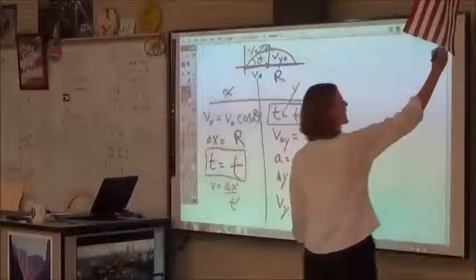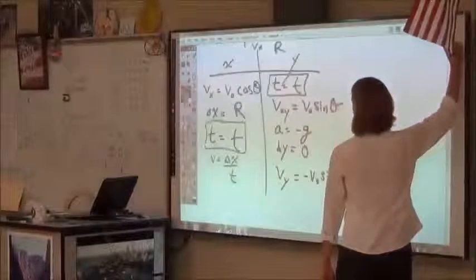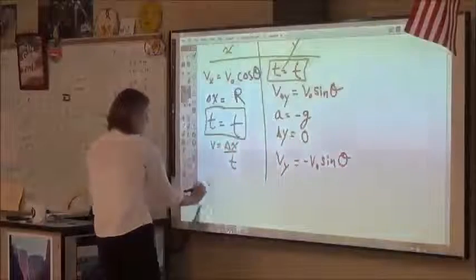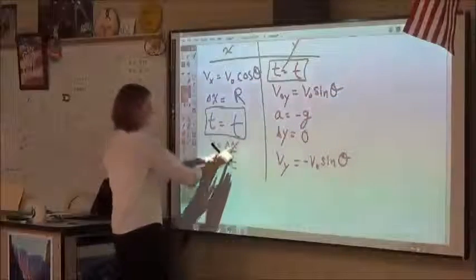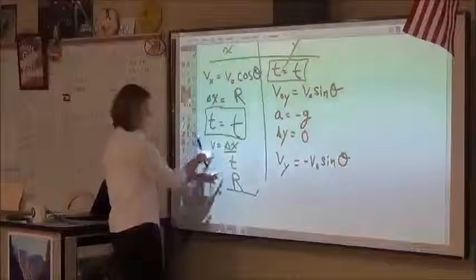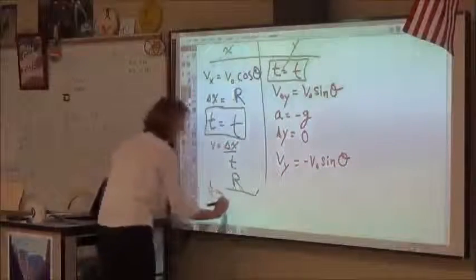And I'm just going to rearrange and solve for t. Do we need to put the v naught cosine theta? Yeah, I'm going to rearrange, solve for t, and I will plug in for x. I'm going to plug in R. So swapping that for v, I'm plugging in v naught cosine theta.